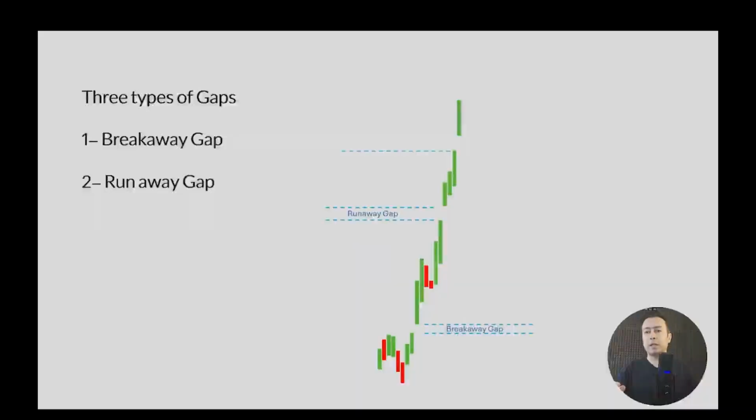The gap that forms here could be an exhaustion gap. So how can we tell if this is an exhaustion gap? Or it could be a runaway gap, which we have thoroughly discussed in the previous section.